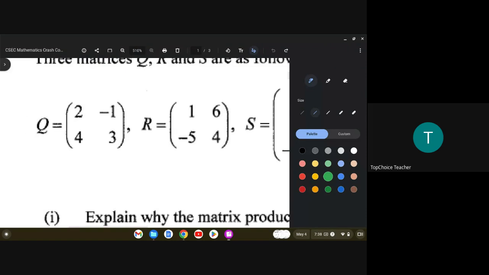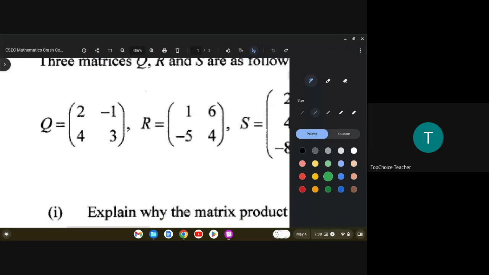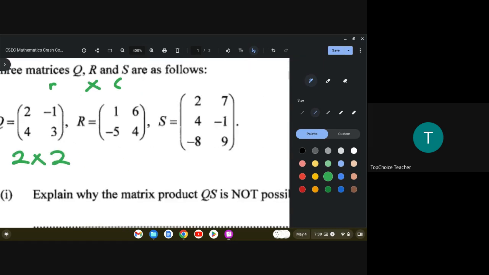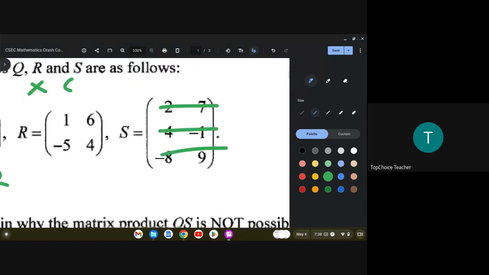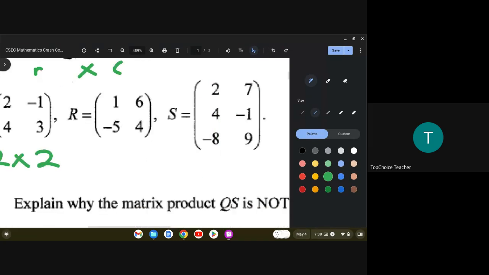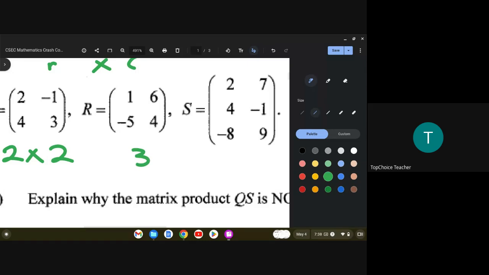We need to write out something called the order of each matrix. Order is simply R times C, rows times columns. That is the order of a matrix. This matrix has 2 rows, as you can see here, and 2 columns. So the order of matrix Q is a 2 by 2 matrix. Matrix S has 3 rows, and how many columns are we seeing? 2 columns. So matrix S is a 3 by 2 matrix.